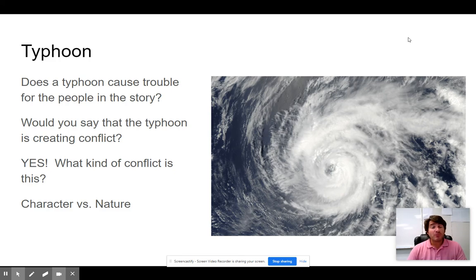Anyway, a typhoon is a natural weather event, a major event. So does the typhoon cause trouble for the people in the story? Yes, it does cause trouble for the people in the story. Would you say that the typhoon is creating conflict? Yes, the typhoon creates conflict. So we have character versus nature.